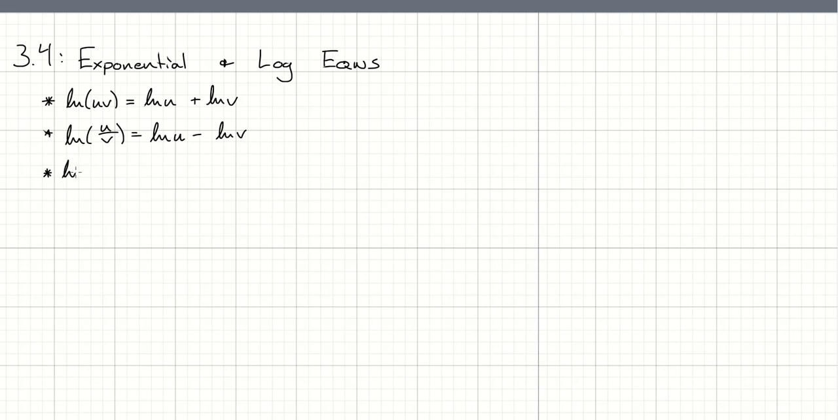How about u to the power of, I'm going to do v because my u's and my n's look very similar. If I take v to the power of n, how does this change? What did that n do? Moves up front. n times the natural log of v. Okay, those are the three big ones.